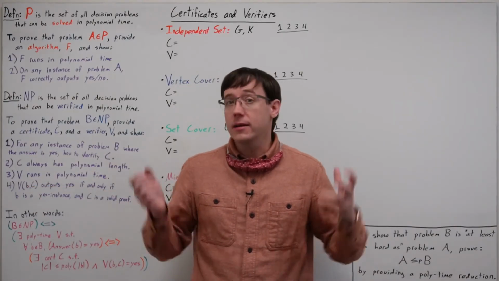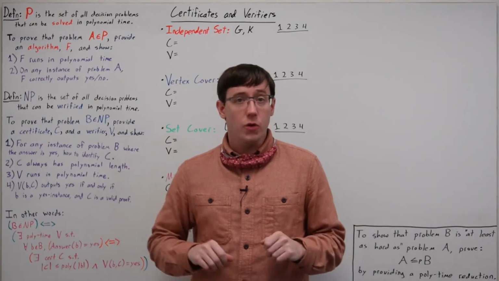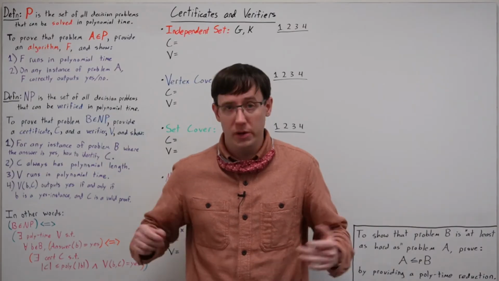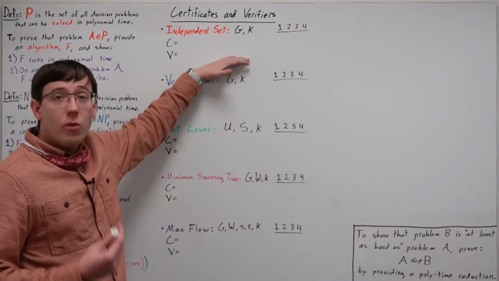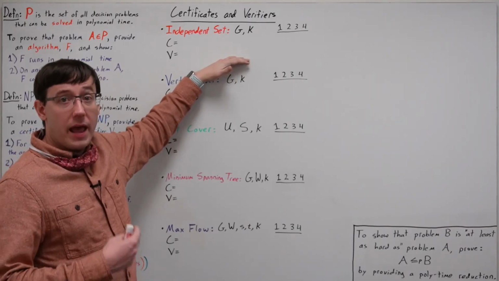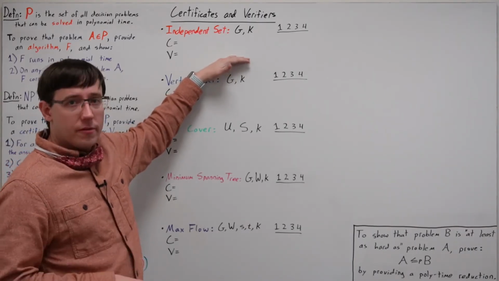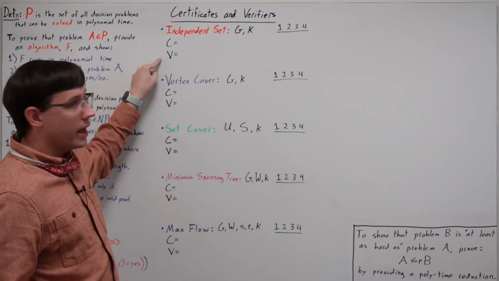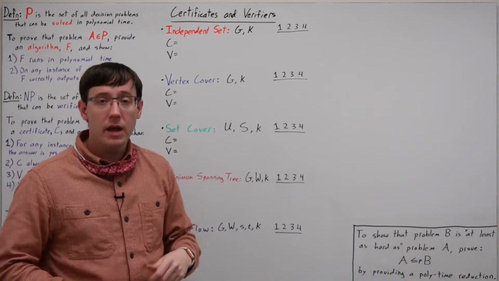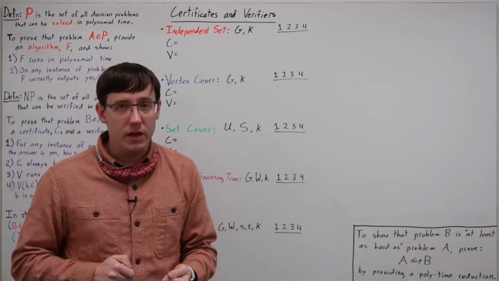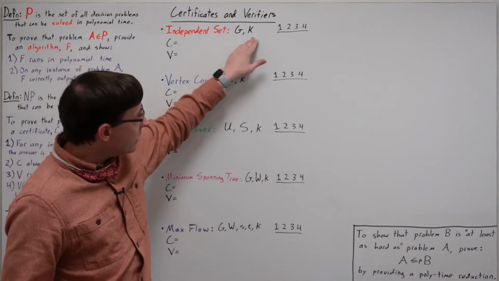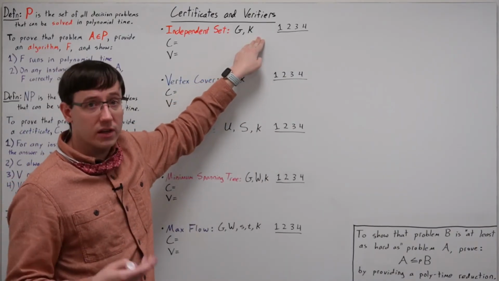This definition has a lot of moving pieces, so I think it will make a lot more sense if we can see it applied to some familiar examples. If we want to show that the independent set problem is an element of NP, then we need to give a certificate and a verifier and prove properties 1 through 4. And remember that the job of the certificate is to serve as a proof that a particular instance of the problem is a yes instance.